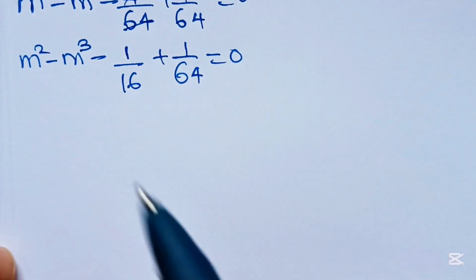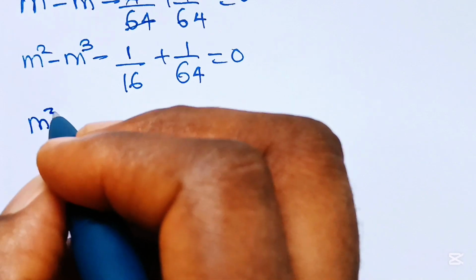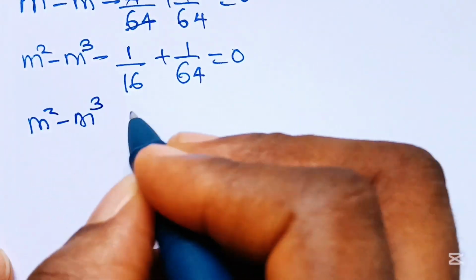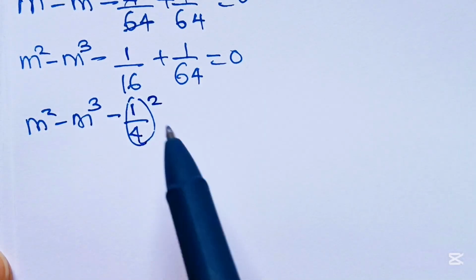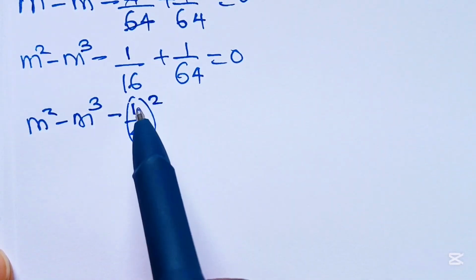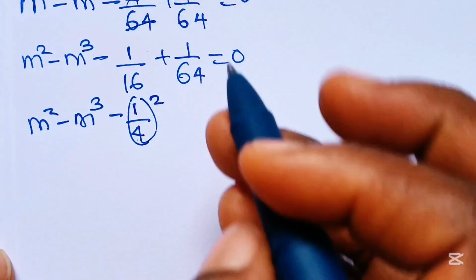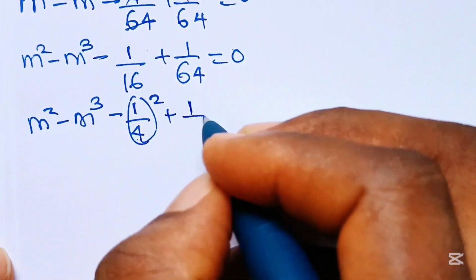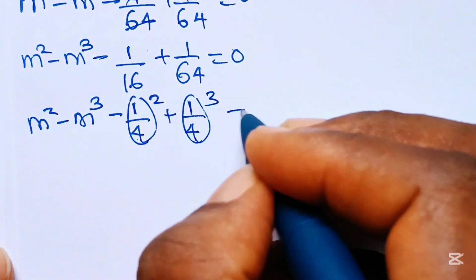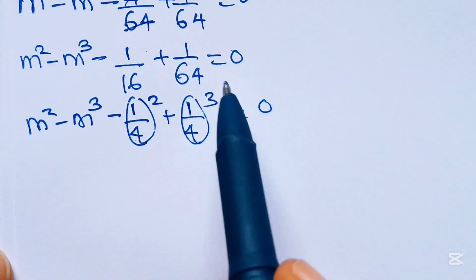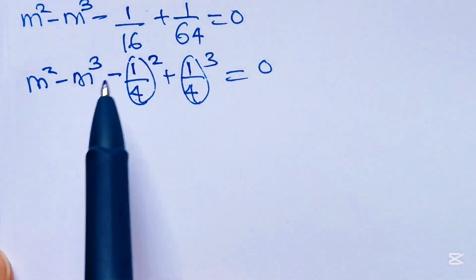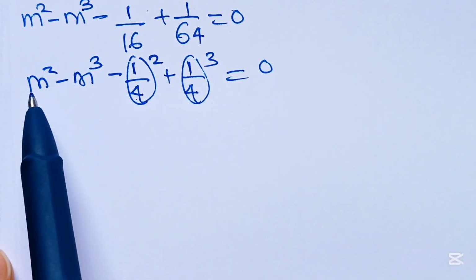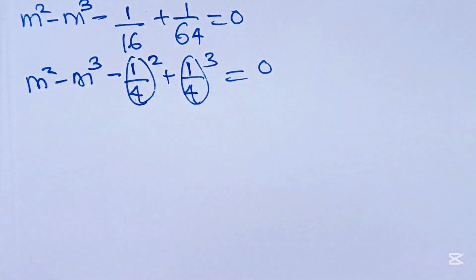All right, now this is m squared minus m to the power of 3 minus 1 over 4 squared. Yes, that is it for this, because 1 squared is 1 and 4 squared is 16. Then plus 1 over 4 to the power of 3 is equal to 0. 1 to the power of 3 is 1 and 4 to the power of 3 is 64. Now we have cube, cube, and we have square, square. So let's bring them together.